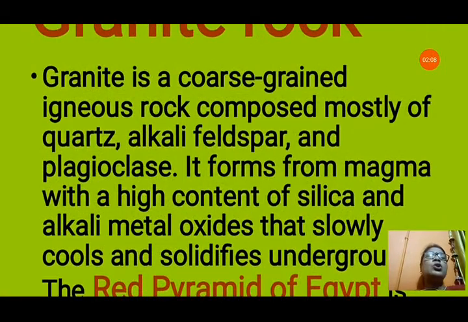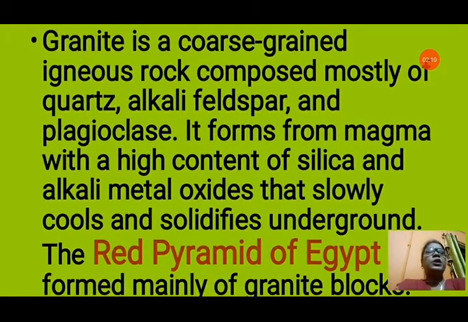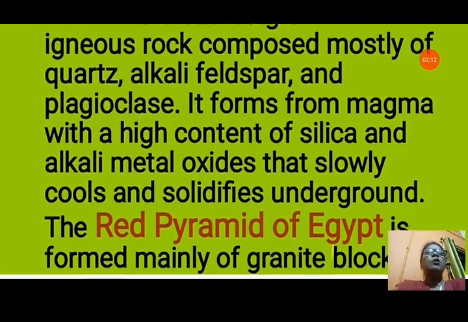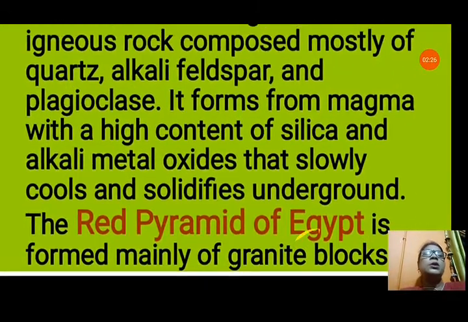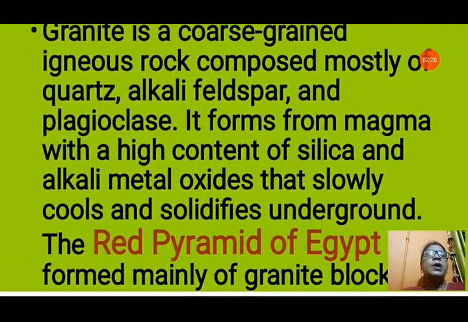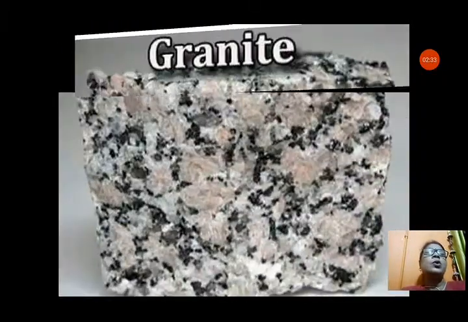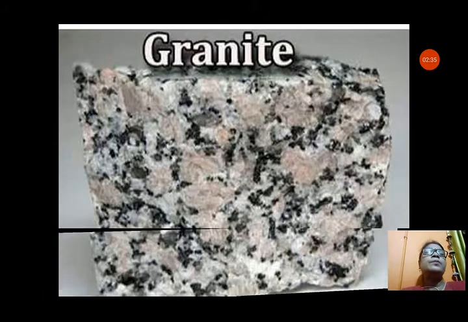It is composed mostly of quartz and alkali feldspar. It forms from magma with a high content of silica and alkali metal oxides that slowly cools and solidifies. That means when magma slowly cools and solidifies under the ground, it forms granite. The Red Pyramid of Egypt is formed mainly of granite rock. You can see the picture of granite rock.